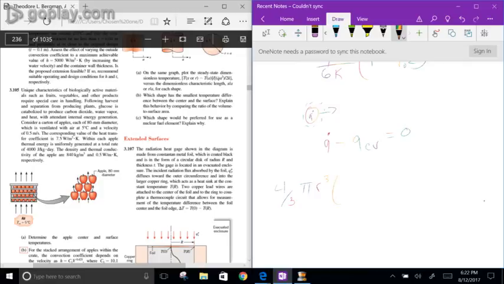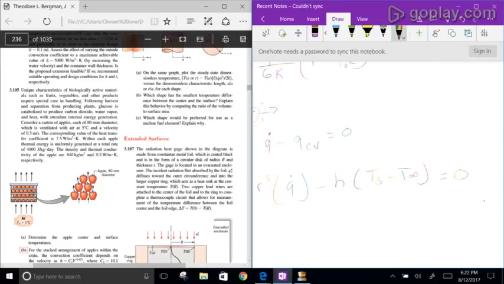Times q dot minus h times T infinity or T surface. Does it really matter which way it's flowing? I just want it positive. I'm going to do T surface, I think. Yeah, we'll do T surface minus T infinity, and that all must be equal to 0.